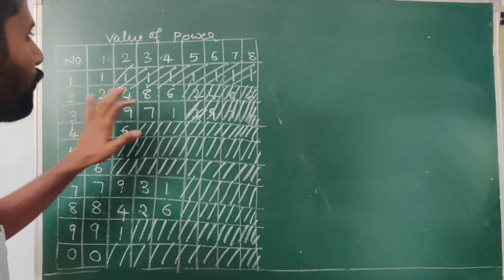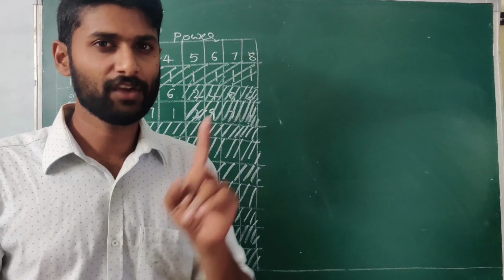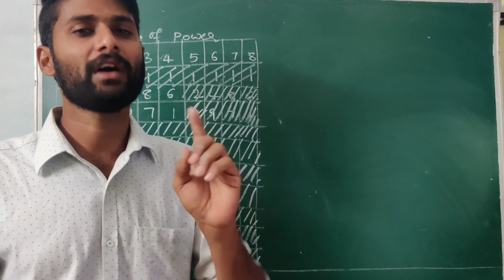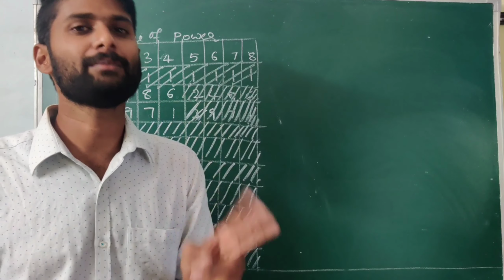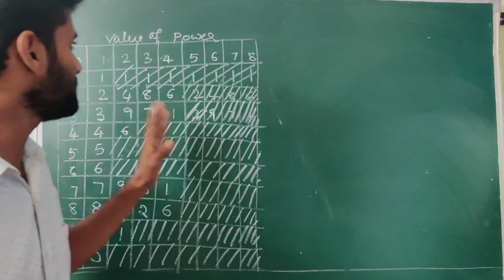Again see, if it is a 4 repeated value, we need to divide the power value by 4. If you get 0 as a remainder, consider the 4th repeated value. If you get 1 as a remainder, we get the first value. Remainder 2, second value. Remainder 3, third value only. Just observe these power cyclic values.